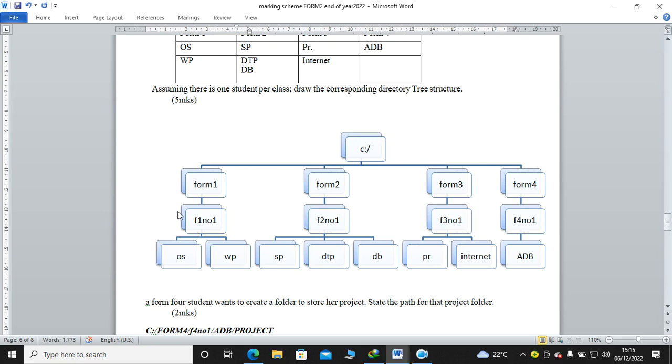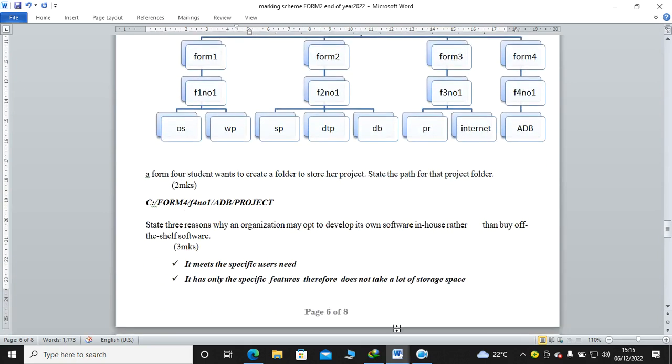Then you have a Form 4 student who wants to create a folder to store her project. State the path. So the path, you start with the root directory, then you go to the folder, the subfolder, the other subfolder, and then the file. So that's how it was supposed to be drawn.